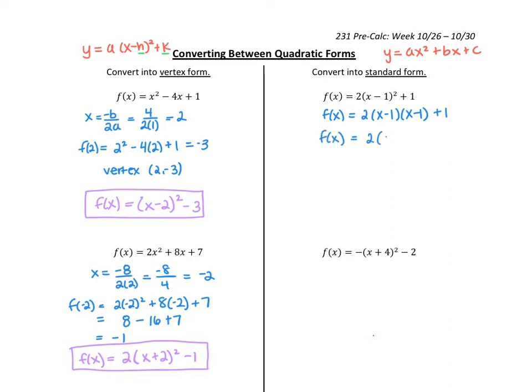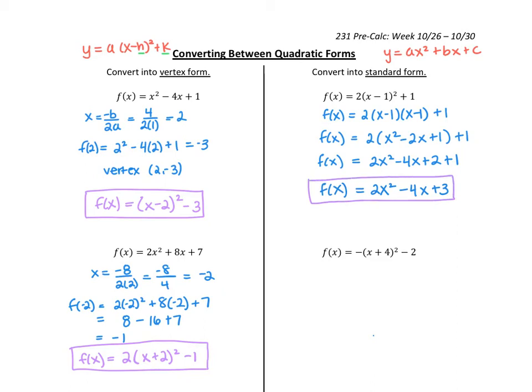So that's going to give me x squared minus 1x, which is minus 2x, plus 1. And then distribute that 2. We've got 2x squared minus 4x plus 2 plus 1. And finally combine like terms. We've got 2x squared minus 4x plus 3. And that is my equation in standard form.